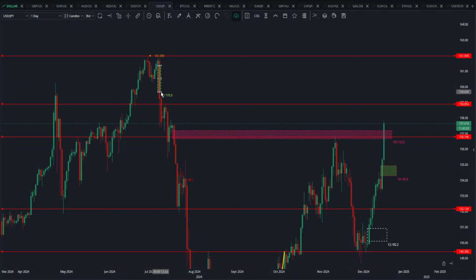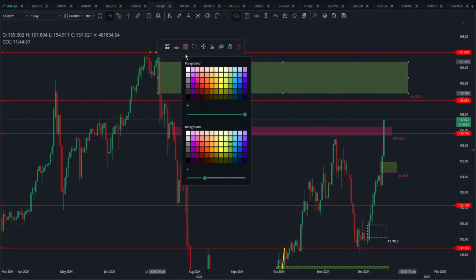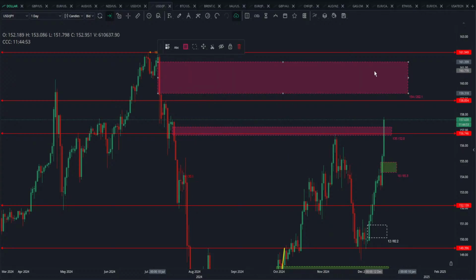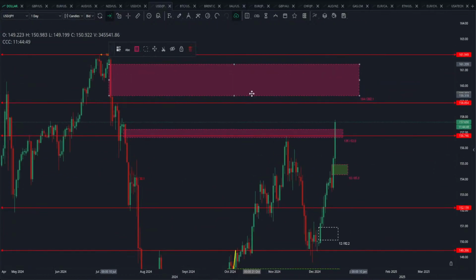This is the last fair value gap on the way up. This is generally a very strong gap, or you can say it has the power to push the price all the way back to these lows. Okay, it has the power. This is the last one.